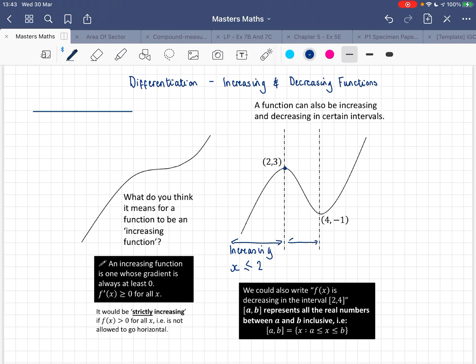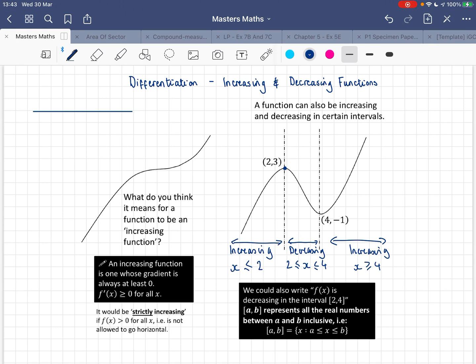Now in this middle interval here, it is decreasing. The gradient would be negative, and that is x between 2 and 4. Because the gradient would be 0 at those points, we do include 2 and 4, so 2 is less than or equal to x, less than or equal to 4. Then it goes increasing again for the rest of the graph, so increasing for x greater than or equal to 4.